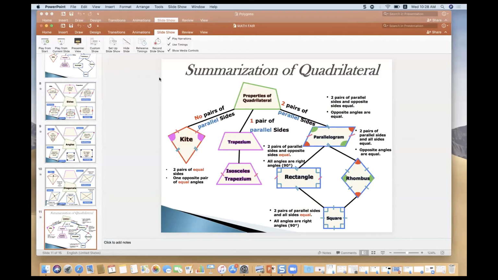If it has four equal sides with right angles, I will call it in this case a square. If it has equal sides but hasn't got any right angles, I will call it a rhombus. Diagonals: a parallelogram has two diagonals that bisect each other, but they are not equal.